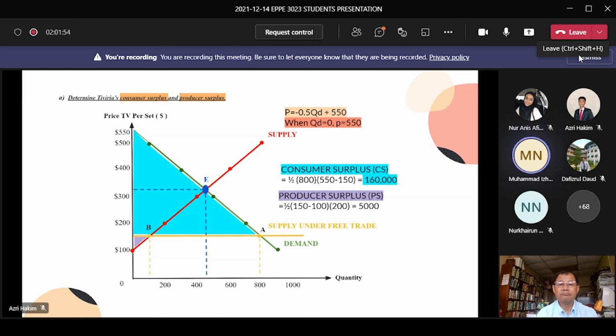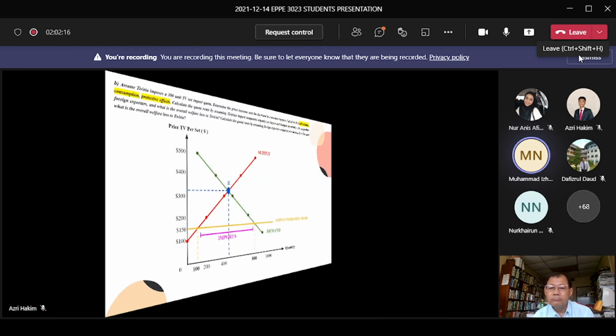Okay, so we go to the producer surplus, the difference between the price and the supply curve. To calculate it: 0.5 times 150 minus 100 times 200, so we get 5,000 for producer surplus. That's all for me. I give to the next presenter.